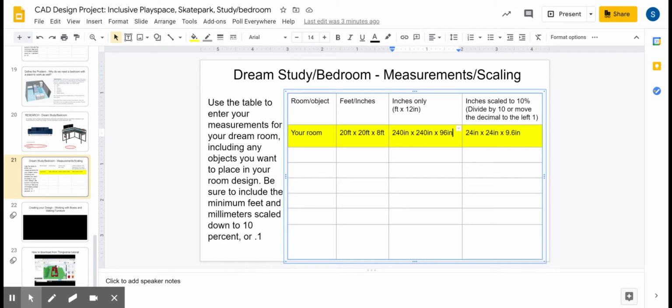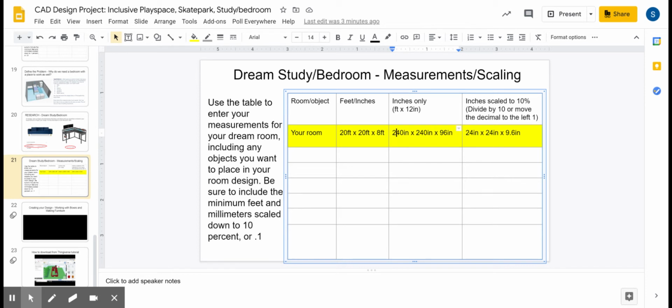But the problem is, if we actually tried to make this in our work plane, this would be huge because it is the size of a bedroom. So we need to scale it down to 10% of its original size so that it will actually fit on our work plane. But if we scale down the size of our room, we also need to scale down the size of the things in our room so that they'll still fit.